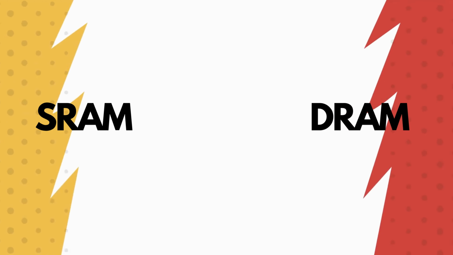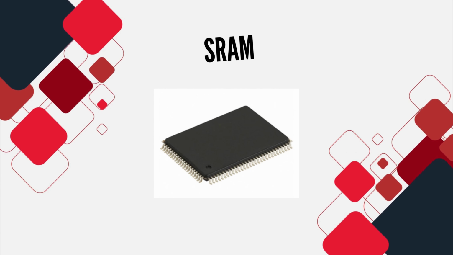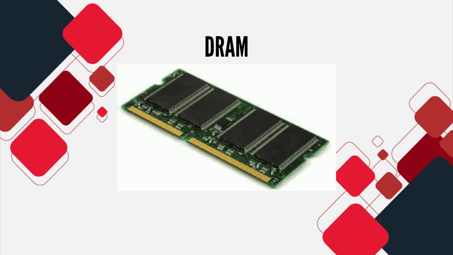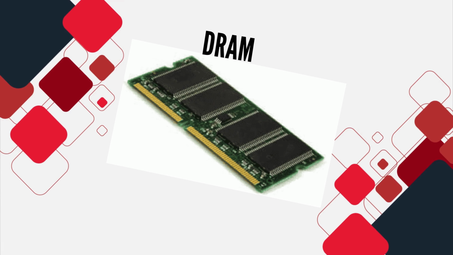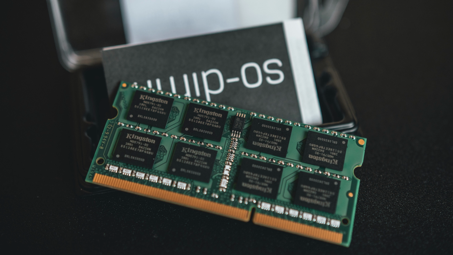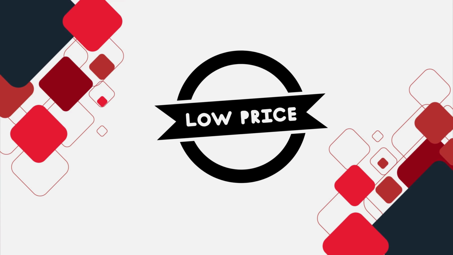Types of RAM. There are two main types of RAM: SRAM and DRAM. SRAM stands for Static Random Access Memory. It's the fastest type of RAM, but it's also more expensive and less dense than DRAM. DRAM stands for Dynamic Random Access Memory. It's the most common type of RAM used in computers today. It's slower than SRAM, but it's also cheaper and more dense.